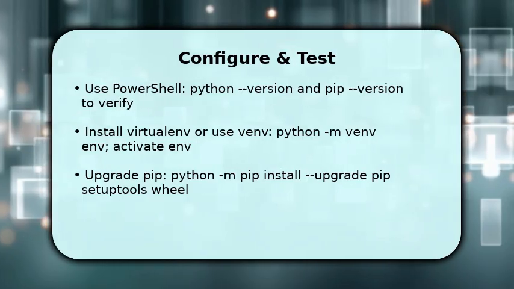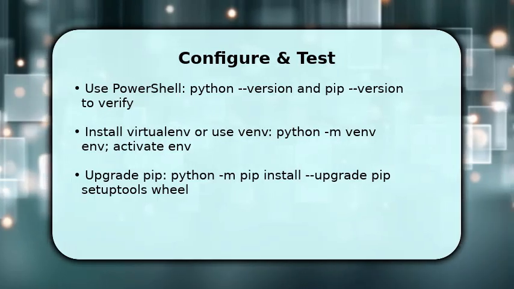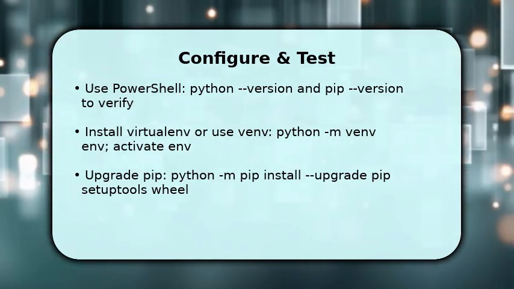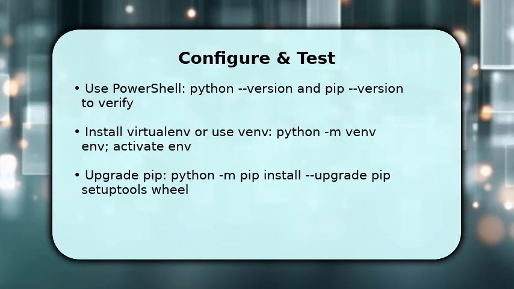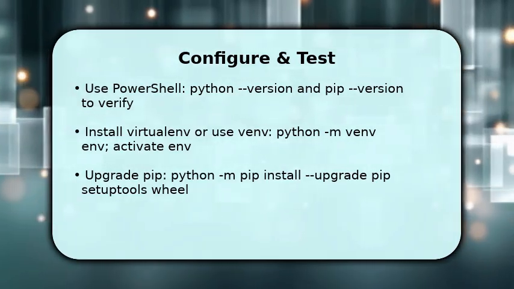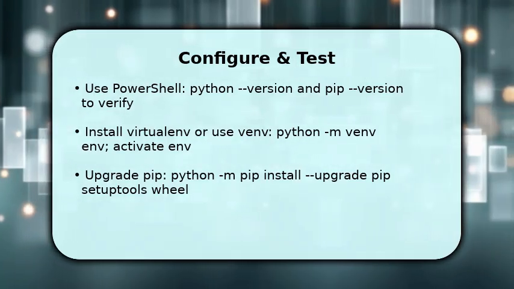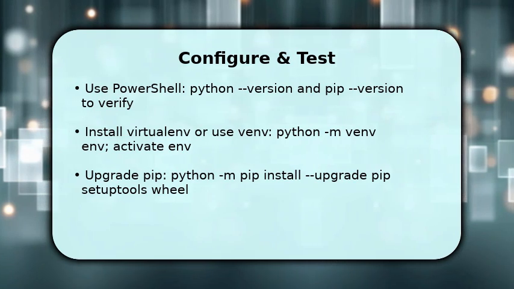Next, create a virtual environment with python -m venv env and activate it so dependencies stay project-scoped. Once activated, upgrade packaging tools with python -m pip install --upgrade pip setuptools wheel. Doing this prevents install errors later and ensures you can install binary wheels efficiently.